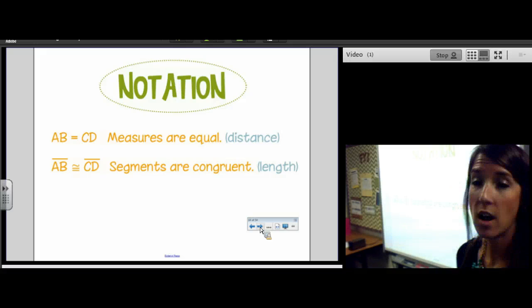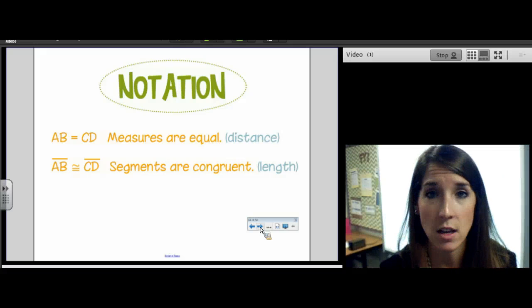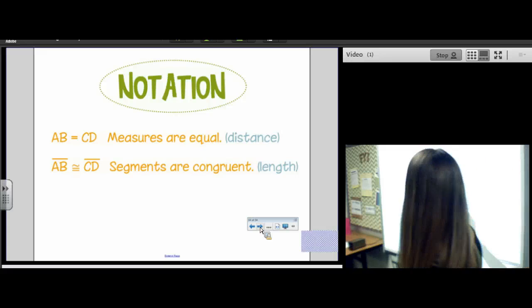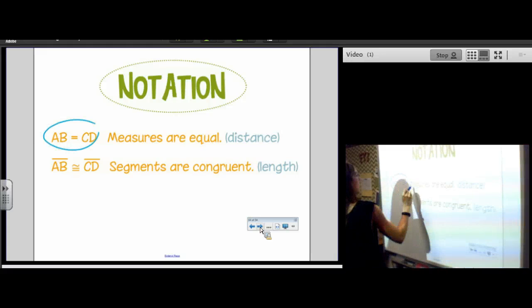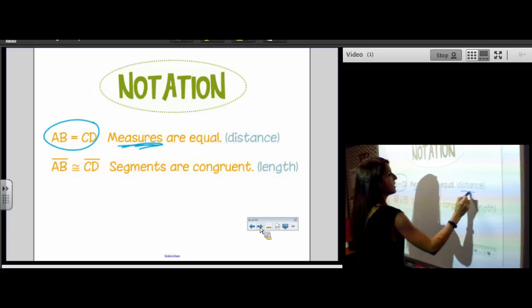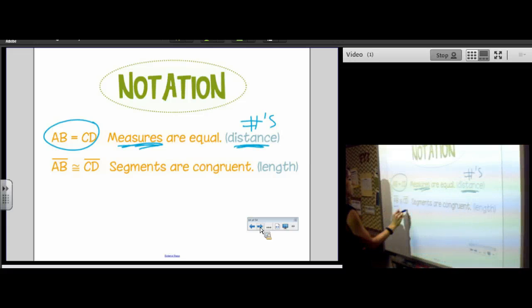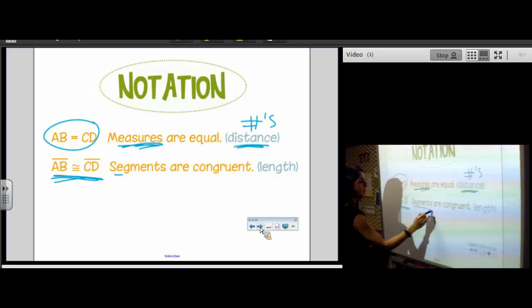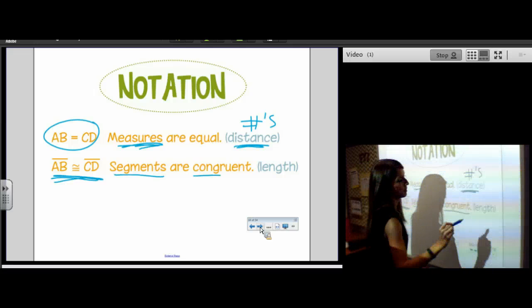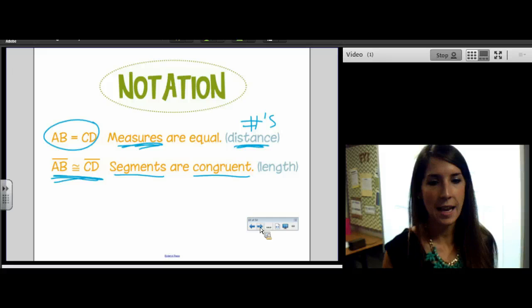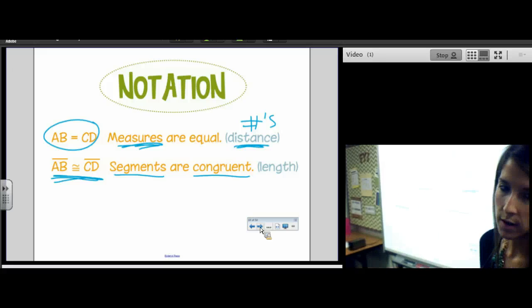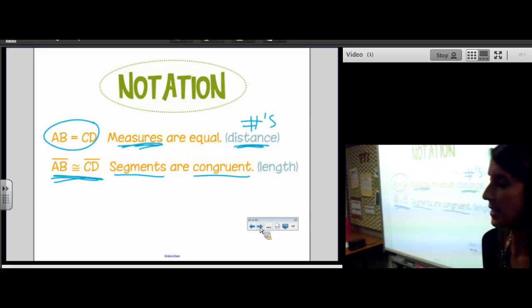We have already gone over this, so I'm just reminding you that if I don't put any symbols, then those are measures, those are distances, those are numbers. But if I do use symbols, those are segments. They are congruent, okay? So one of them is a segment and the other one is a distance.